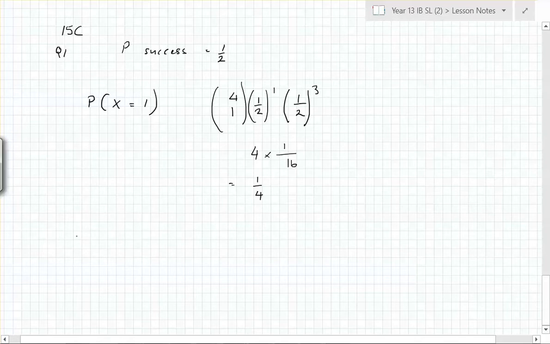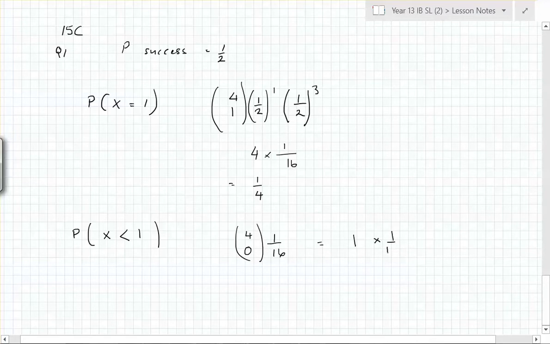Right. Then we look at the probability that we will have less than 1 success. Now that will be, well, still 1 over 16, no? This is 4 failures. But what goes before it? 4, 0. So then the answer will be just 1 times 1 over 16, or 1 over 16. Right.